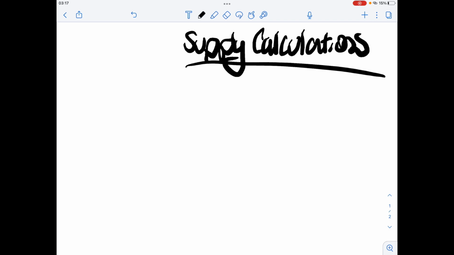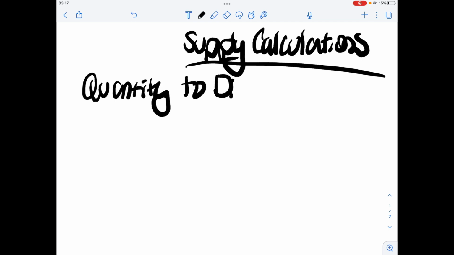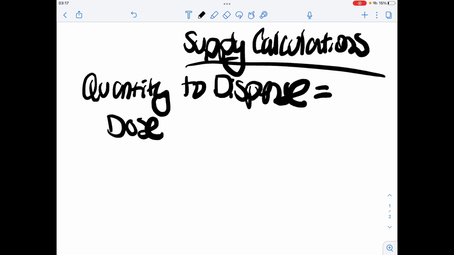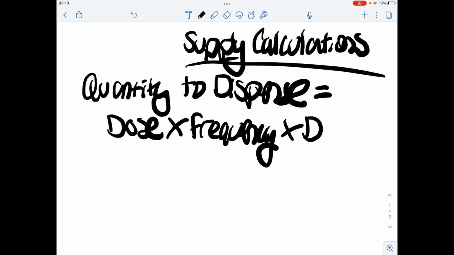So now let's go over some common equations that you really need to know. So first off, quantity to dispense. So quantity dispense is calculated by the dose times the frequency times the day supply. Which are all the definitions we just went over.